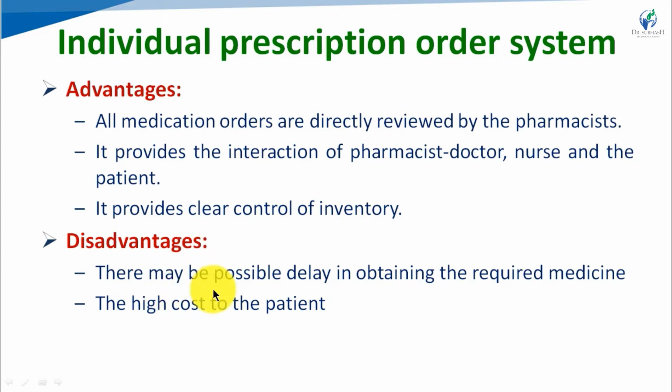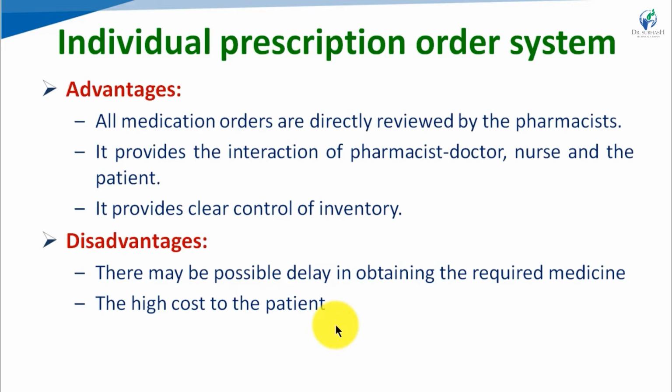Then disadvantages: there may be possible delay in obtaining the required medicine. कई बार ऐसा होता है कि पेशेंट को मेडिसिन प्रिस्क्राइब कर दिया है लेकिन he will make some delay to obtain it, and the high cost to the patient. देखिए यहाँ पे directly the patient has to go to the drug store, so that's why there might be the highest cost to the patient. मतलब ज्यादा खर्च हो सकता है या फिर ज्यादा कॉस्ट हो सकती है ड्रग की if he will go directly to the drugstore. So this is about the individual prescription order system. These are the advantages and disadvantages of the individual prescription system.